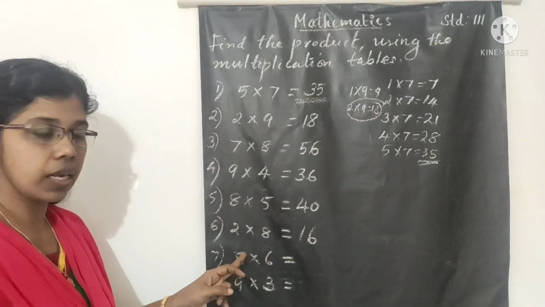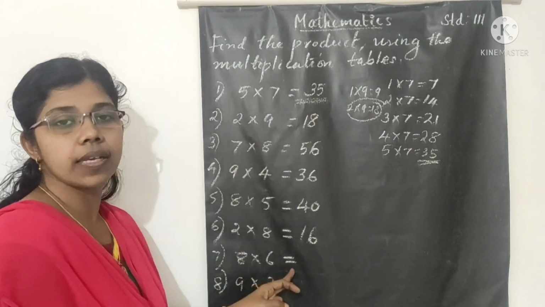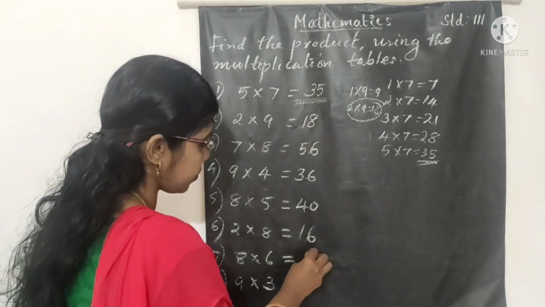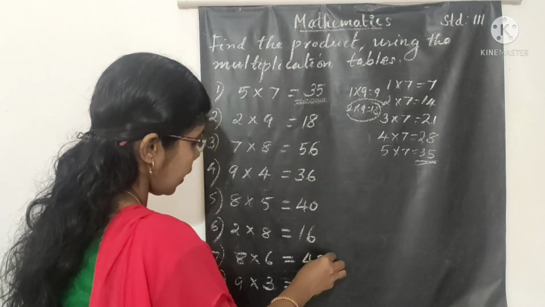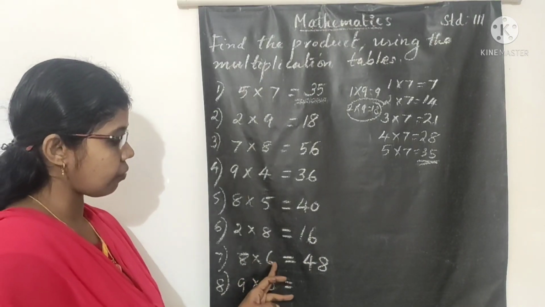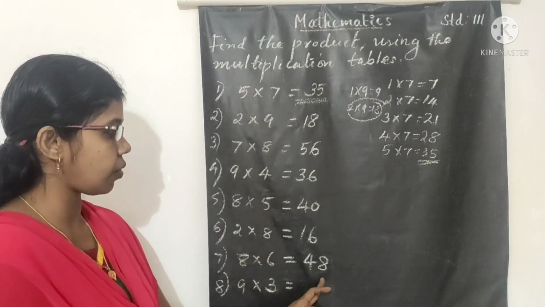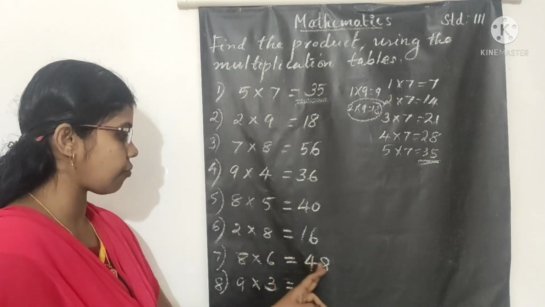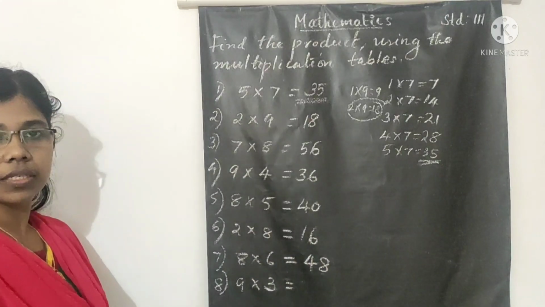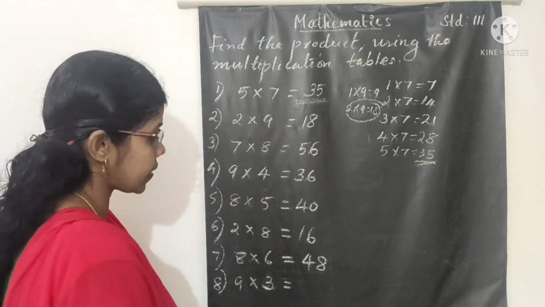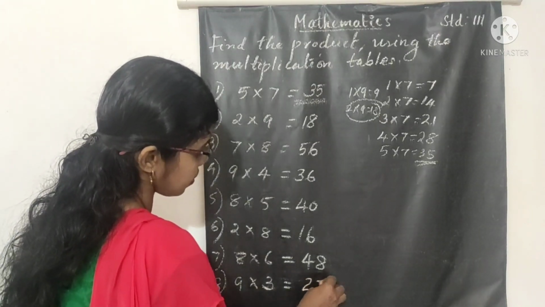8 sixes are, using the table of 6, 48. Okay. 8 fives are 40. 8 sixes are 48. Next, 9 threes are: 1 nine is 9, 2 nines are 18, 3 nines are 27.